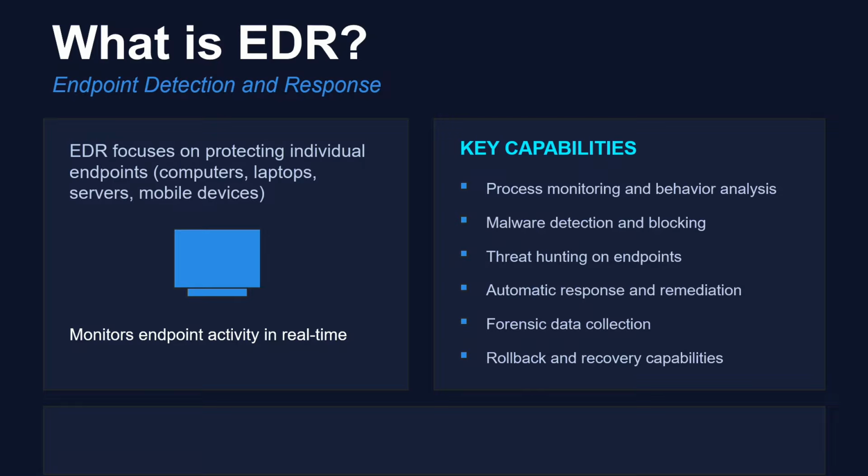It continuously monitors everything that happens on that device. It monitors what processes are running, what files are being accessed or modified, what network connections are being made, and what registry changes occur on Windows. EDR uses behavior analysis and threat intelligence to detect suspicious activity. If it sees something malicious, like ransomware trying to encrypt files, it can automatically block it, isolating the device or even rolling back the changes.